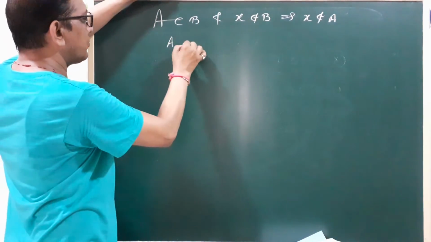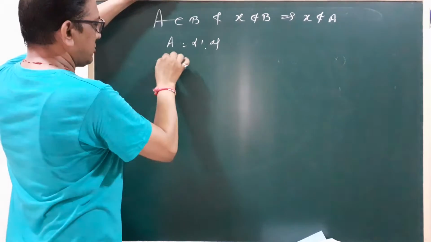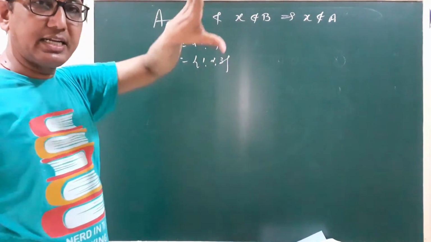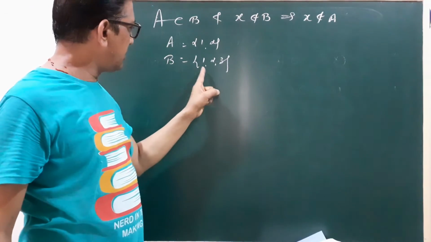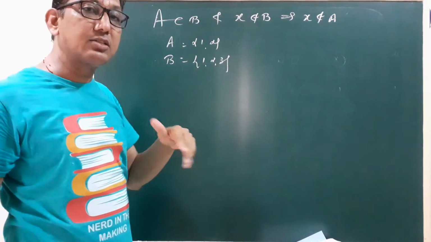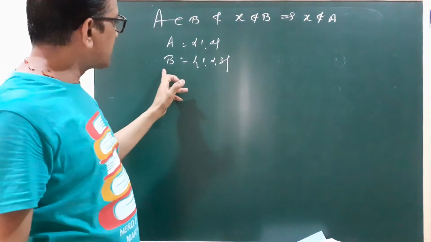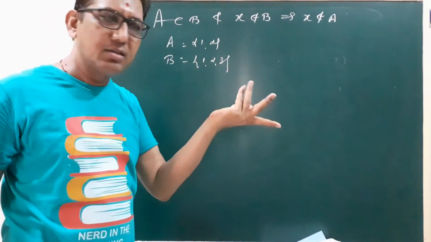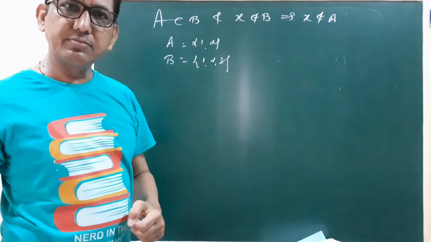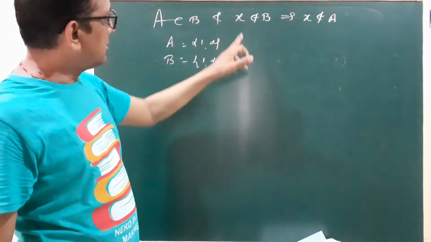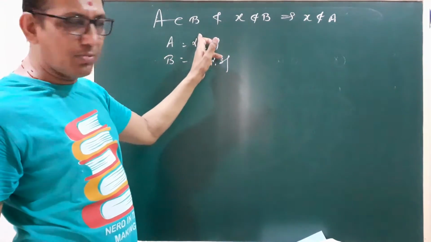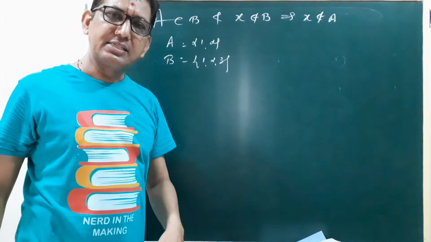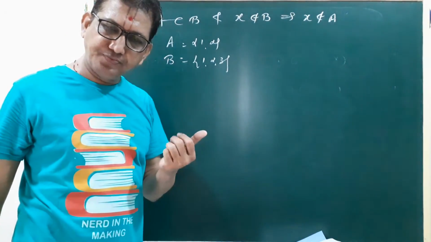Suppose we write A equal to {1, 2} and B equal to {1, 2, 3}. Now select any one element that does not belong to set B, that is, suppose we take 4. 4 does not belong to B, so here 4 also does not belong to A. That is a true statement. If A is a subset of B, and x does not belong to B, then we prove that x does not belong to A.